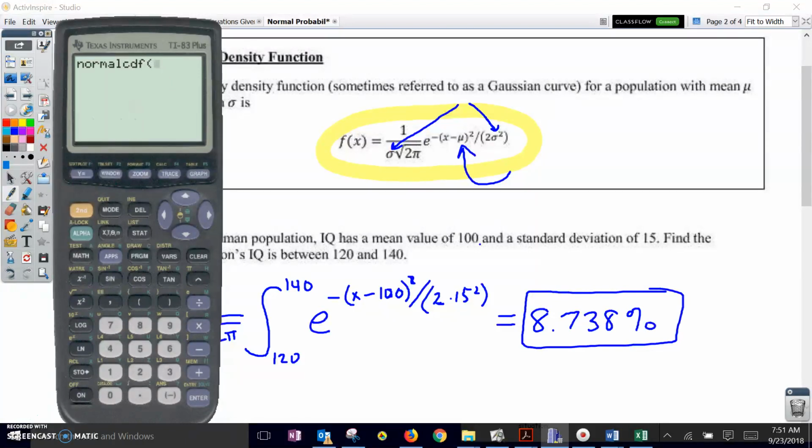And the syntax that we use when we're finding the probability of something is we take the low boundary of the interval that we're looking at, and then the high boundary, and then we enter the mean, which is 100, and the standard deviation, which is 15, and it calculates that same 8.738%. And undoubtedly your calculator is using this formula to generate this particular cumulative distribution function and the probability that is associated with it.